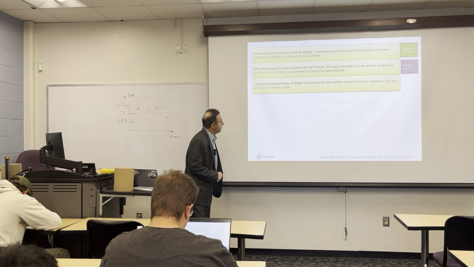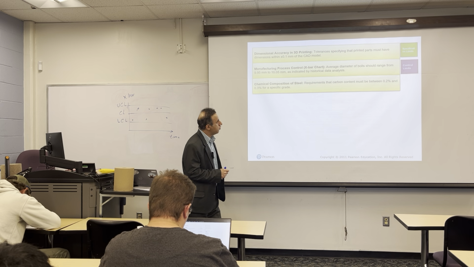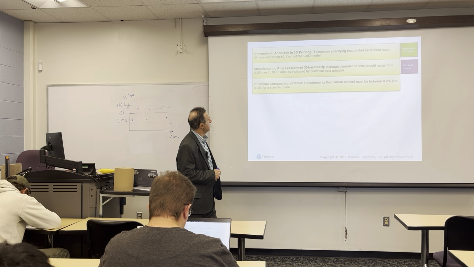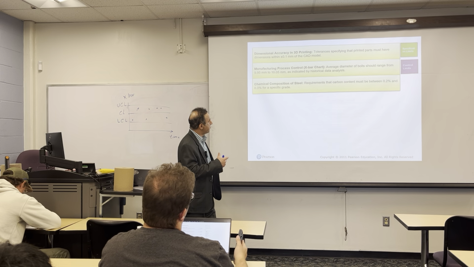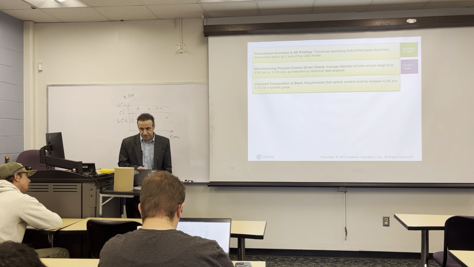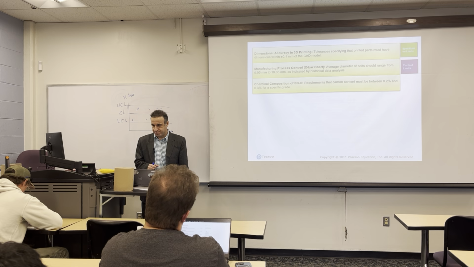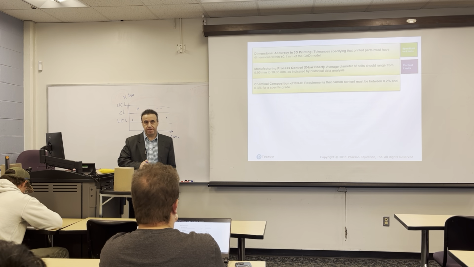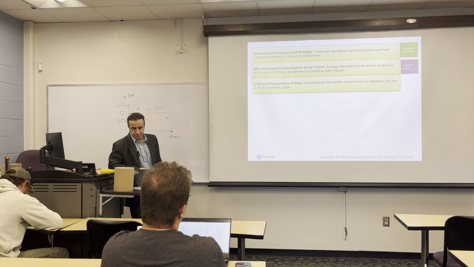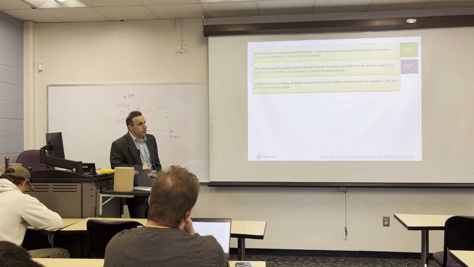We have a chemical composition of a steel, right? Requirement for the carbon content must be between 0.2%, and 0.3% for a specific grade. So is it a specification or control? How many say specification? Raise hand. How many control?